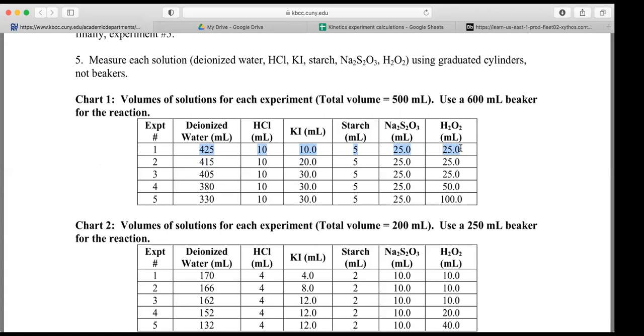Okay, take a moment and add that up. 425 plus 10, plus another 10, plus another 5. Well, wait, what's 10 plus 10 plus 5? It's 25, right? So you really have 425 plus 25, plus another 25, plus another 25, okay? Actually, it says here, right? Total volume 500 milliliters. Okay. Again, we're not using this chart down here. You can ignore this data set over here.